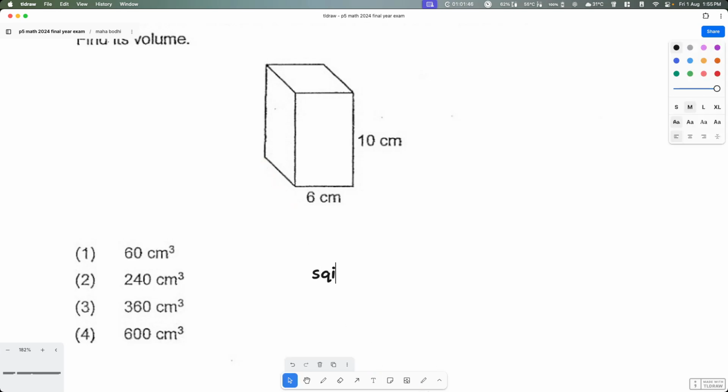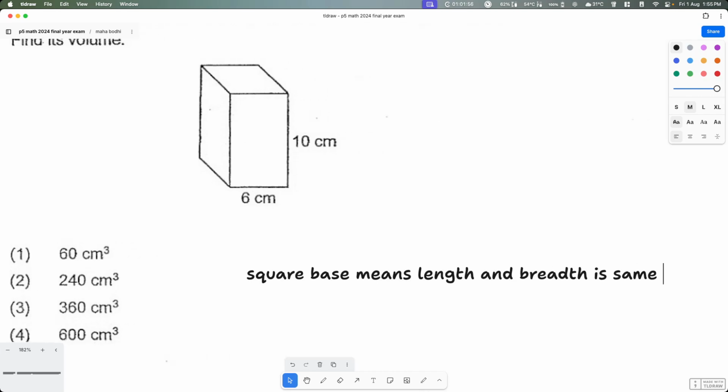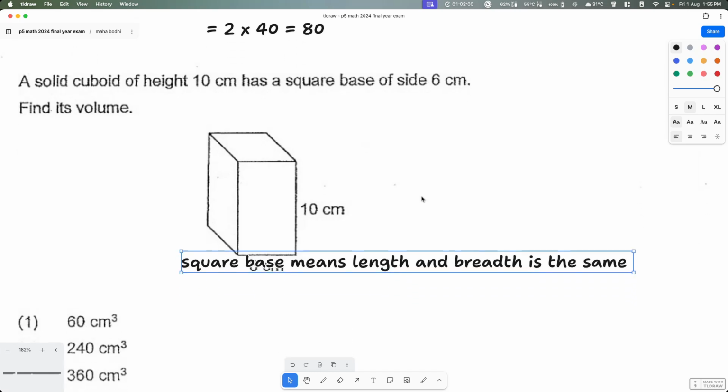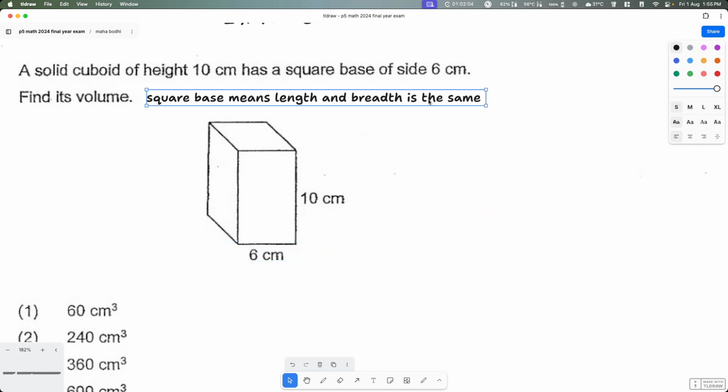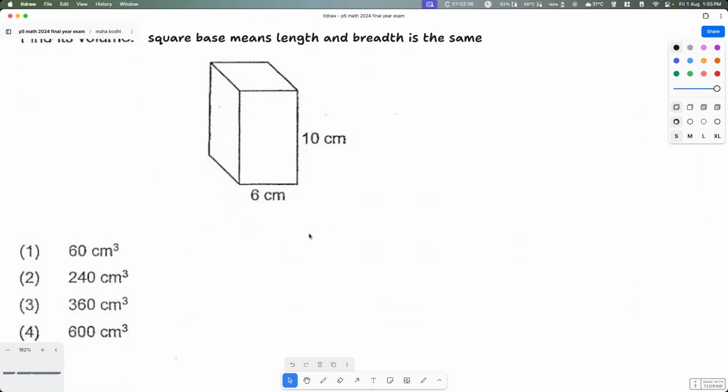Square base means length and breadth are the same. So this is 6 centimeters, that means this over here is also equal to 6 centimeters.